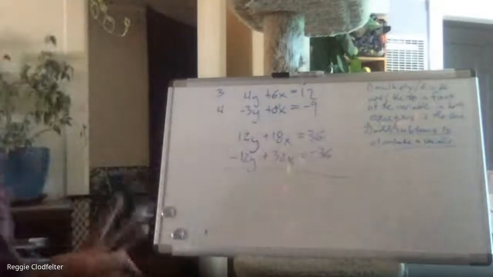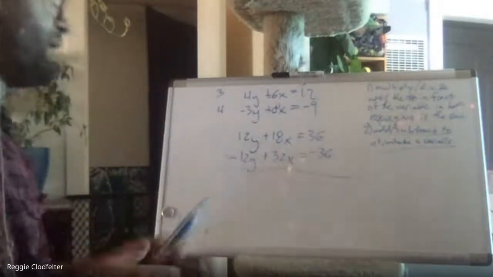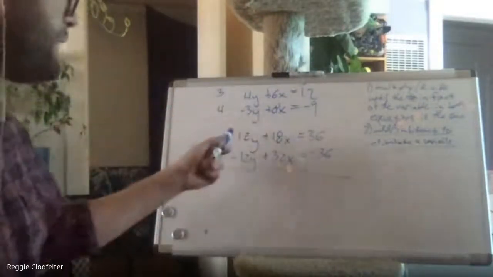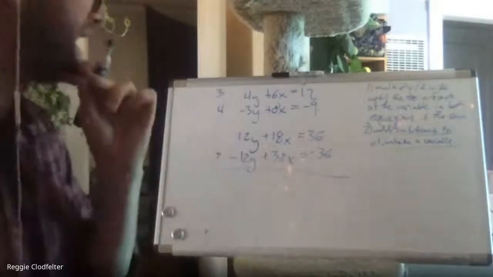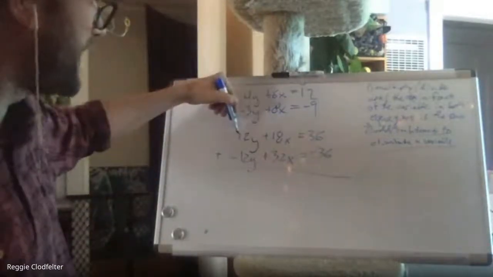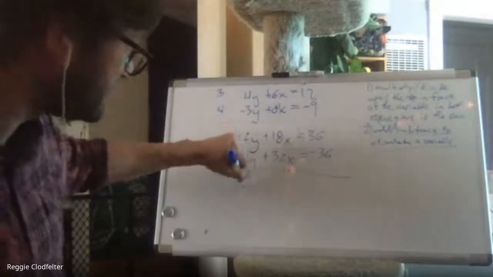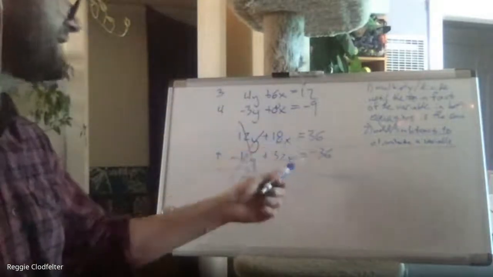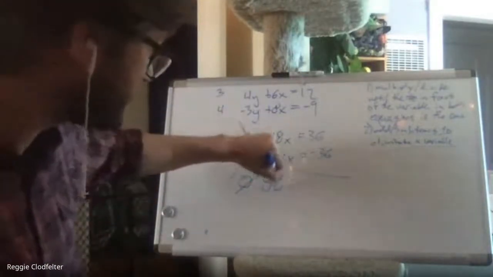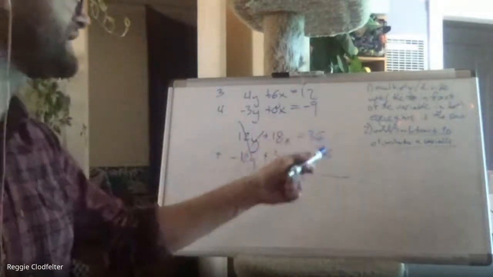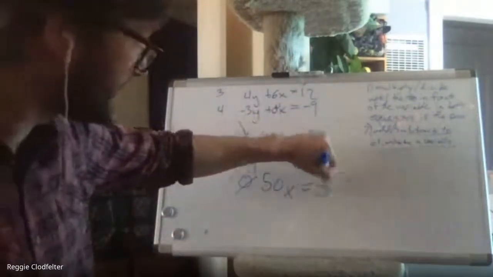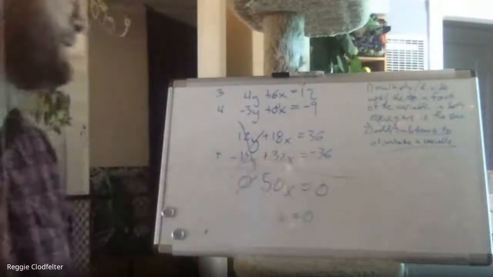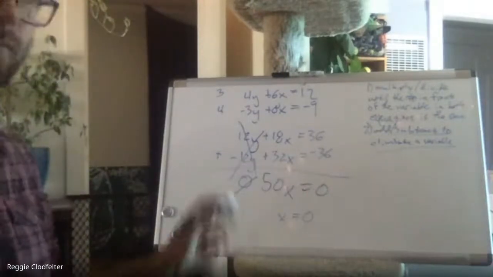Now, since I have a +12y and a -12y, and my goal is to eliminate, I'm going to add them together so that 12y and -12y cancel out. 12y plus -12y is 0, so it's gone. Then I get 18x plus 32x, which is 50x, and 36 plus -36, which is 0. So now I get 50x equals 0. That means x has to equal 0. That makes sense?